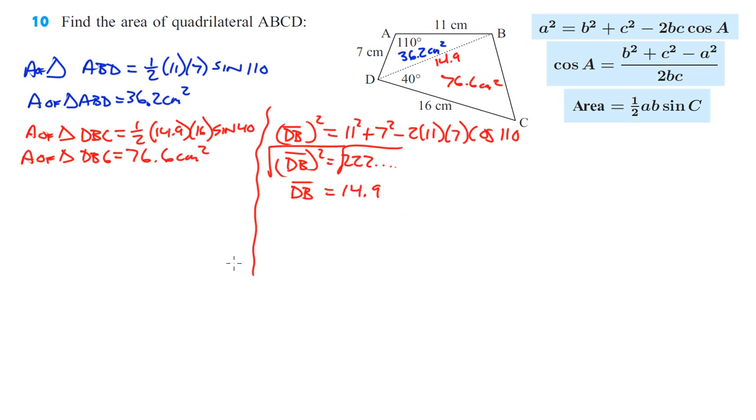So to figure out the area of the whole thing, we'll just do 36.2 plus 76.6, and we're in shape. 0.8, that's 2, carry the 1, 112.8 square centimeters for that whole thing is what we should get.